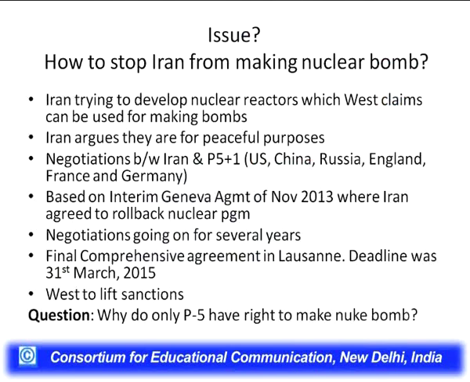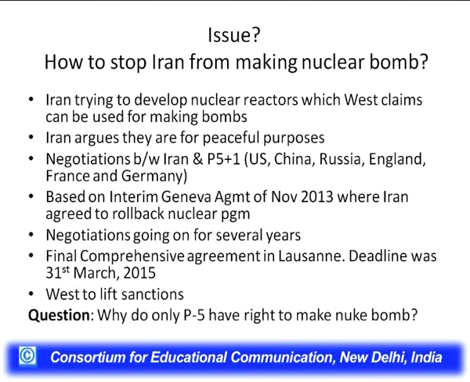So I'll start with the main issue. What is the main issue between the United States and Iran? The main issue, as you might know, is basically how to stop Iran from making the nuclear bomb. Any country which has the capacity to develop heavy water reactors or centrifuges can easily make a nuclear bomb also. So the main issue here is how to stop Iran from developing a nuclear bomb.